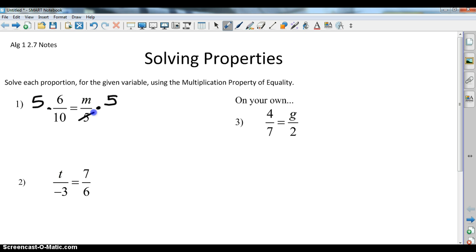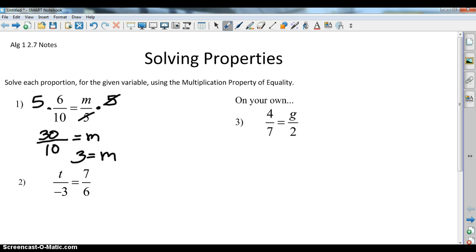That cancels this 5 out and this 5 out, so then you're left with m on this side. So you multiply the numerators, which is 30. 5 times 6 is 30, divided by, you still have the 10, is equal to m. And if you simplify that, 30 divided by 10 is 3. So m is equal to 3.